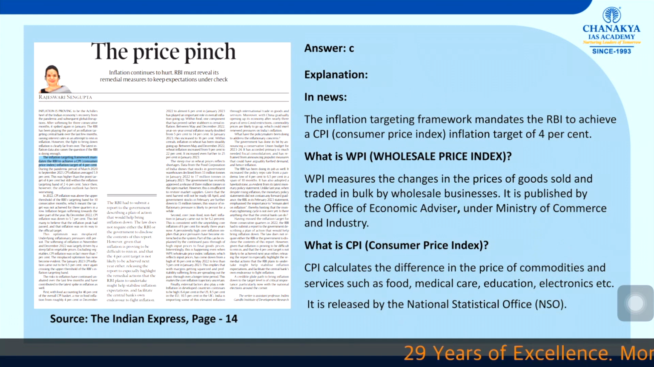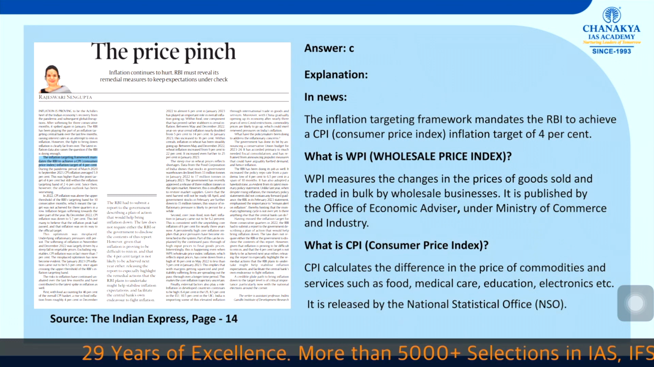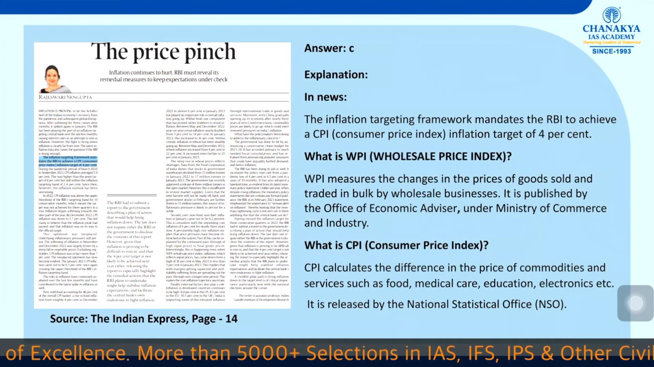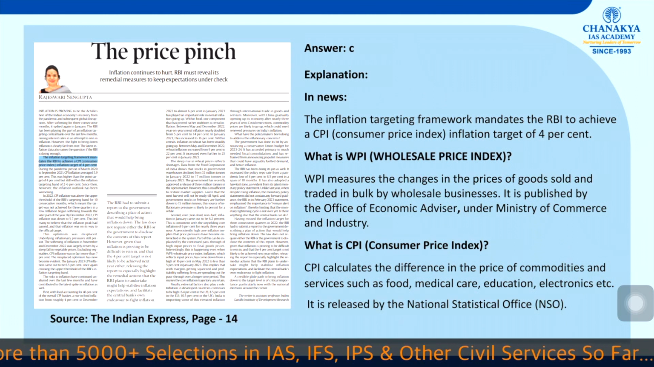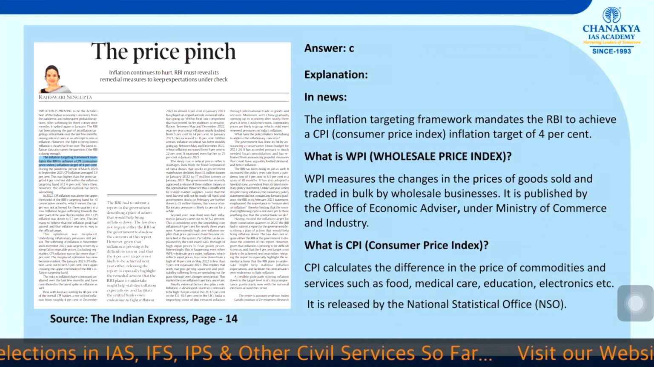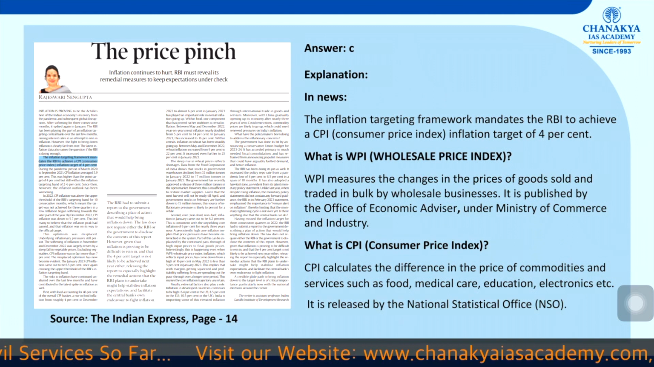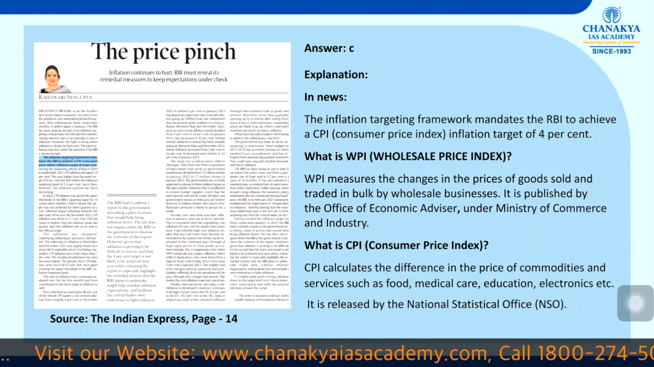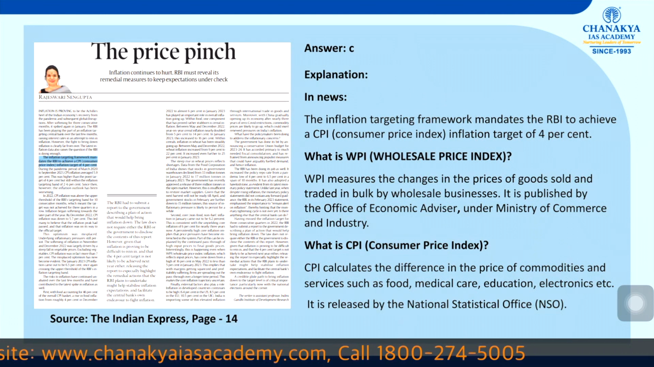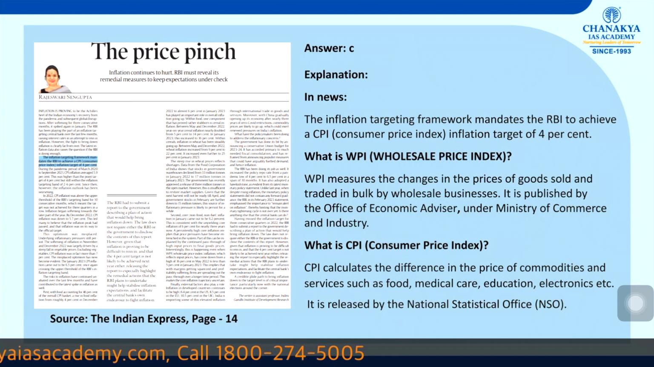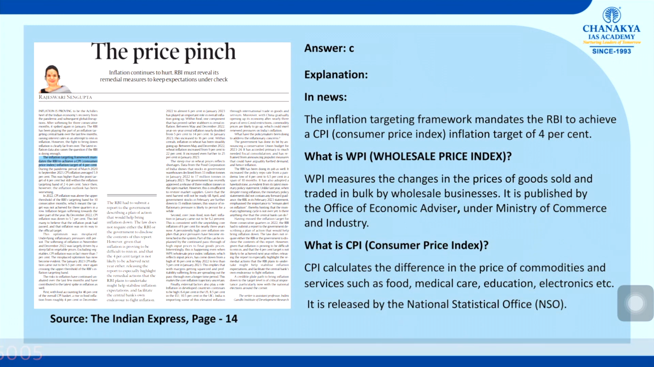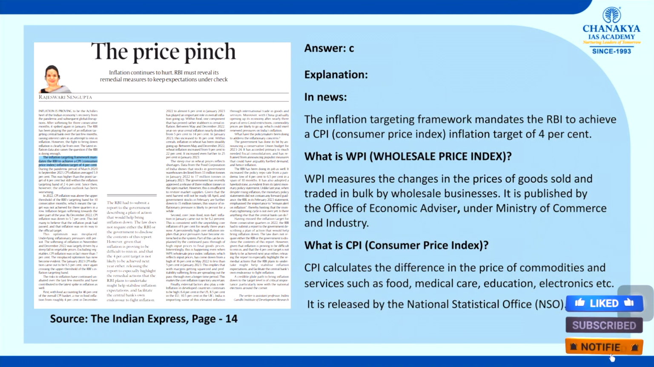Now, what is WPI? WPI is Wholesale Price Index. Wholesale Price Index measures the changes in the prices of goods sold and traded in bulk by wholesale businesses. It is published by the Office of Economic Advisor under Ministry of Commerce and Industry. What is CPI? CPI is Consumer Price Index. Consumer Price Index calculates the difference in the price of commodities and services such as food, medical care, education, electronics, etc. It is released by the National Statistical Office.